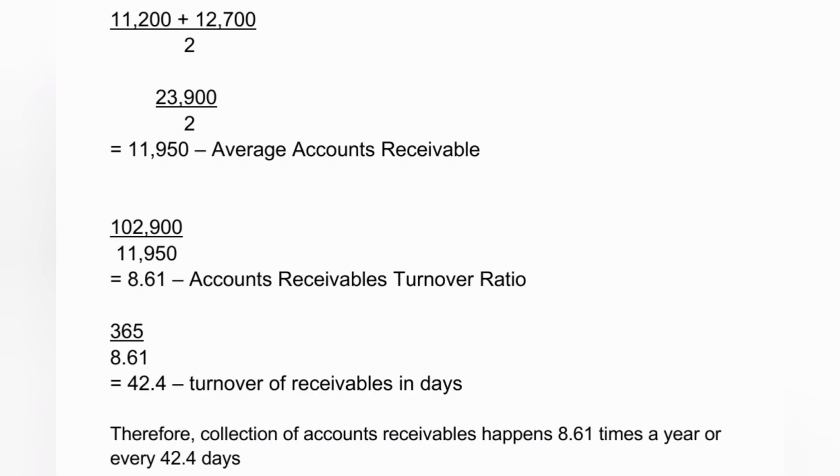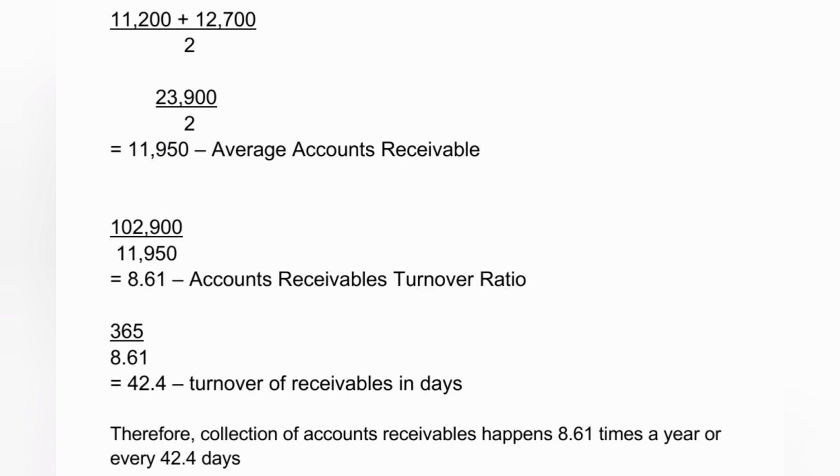Following the formula, in order to get the average accounts receivable, we need to add the beginning balance of the accounts receivable, which is 11,200, plus the ending balance of the accounts receivable, which is 12,700. The sum of that is 23,900. And then next we divide by 2 to get the average. 23,900 divided by 2 equals 11,950, which is now our average accounts receivable.